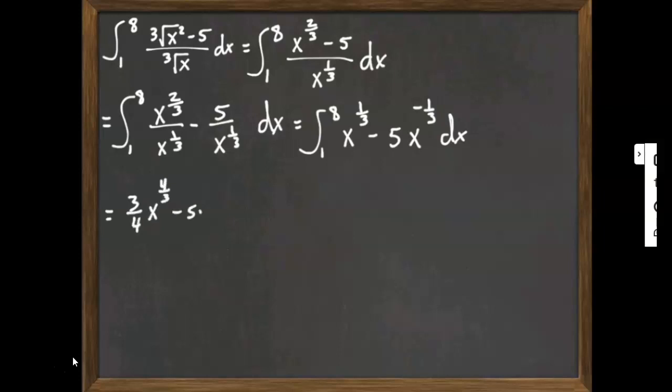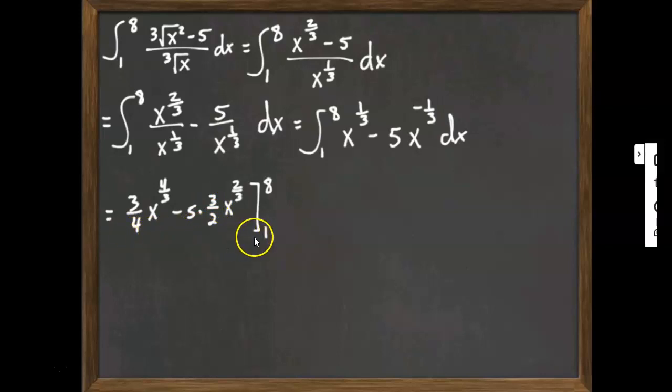So we go through, for x to the 1/3, we would add 1 to it, which would make it 4/3. And then remember, you have to divide by it or multiply by its reciprocal. So we'd have 3/4 x to the 4/3. For x to the negative 1/3, we'd add 1 to it, which would give us 2/3. 5 still sticking around. Instead of dividing by 2/3, I multiplied by 3/2.